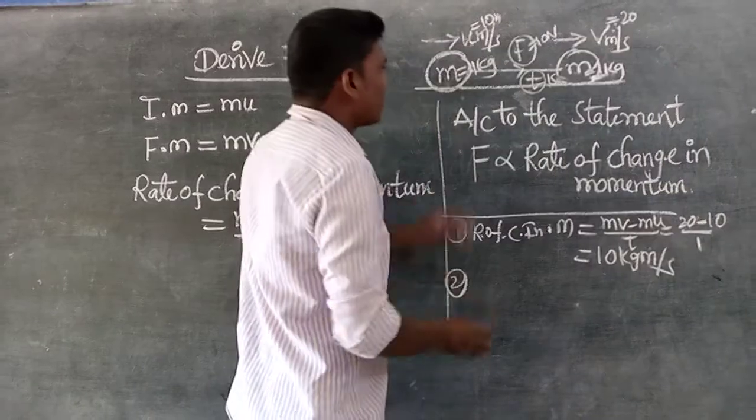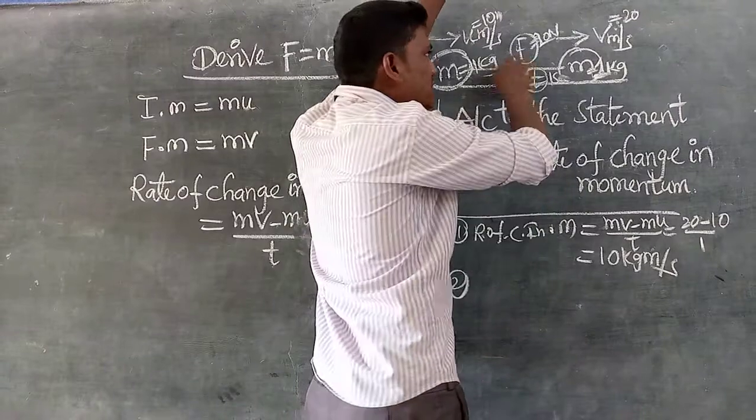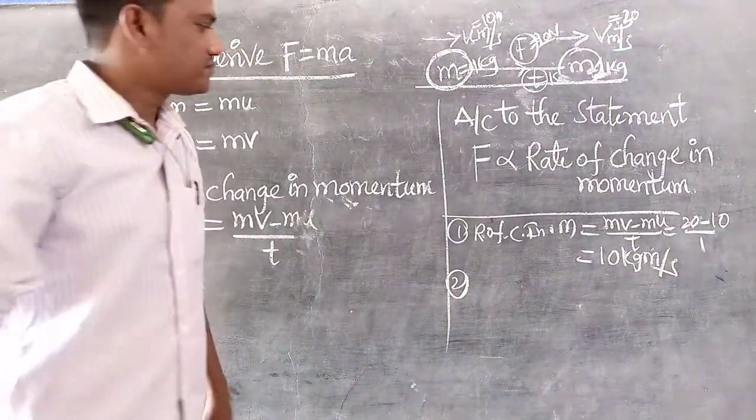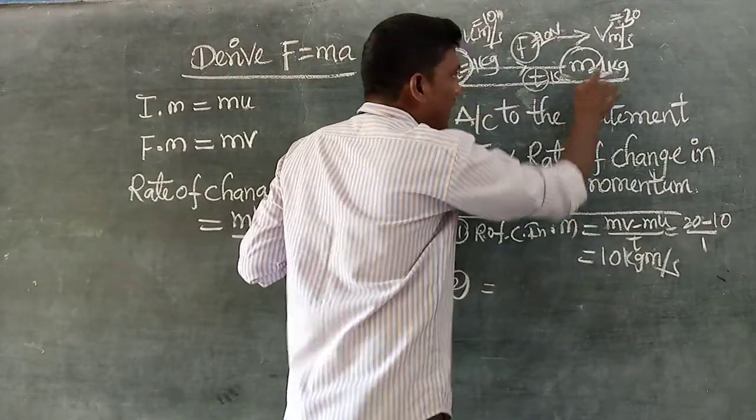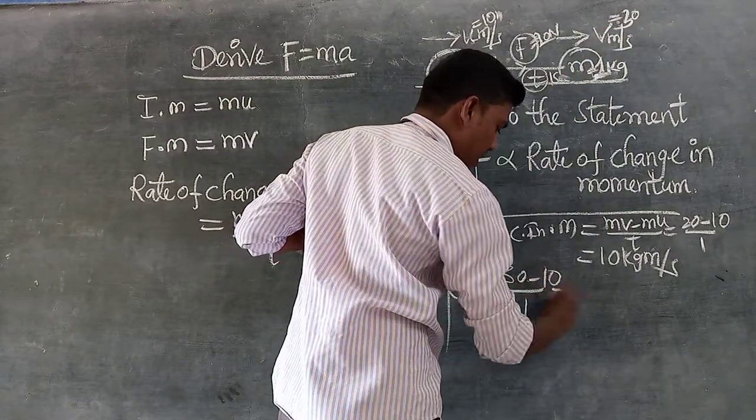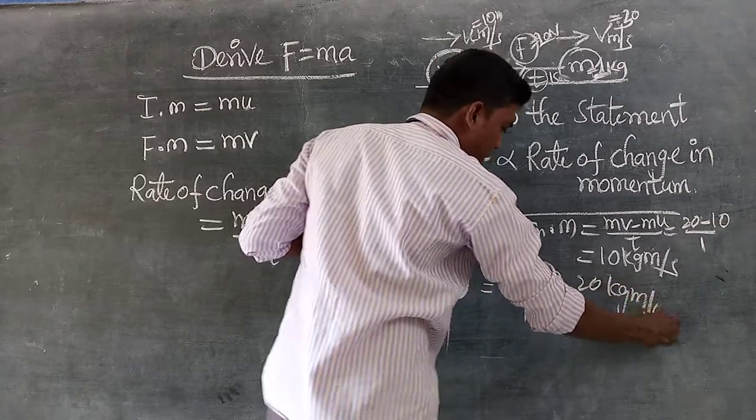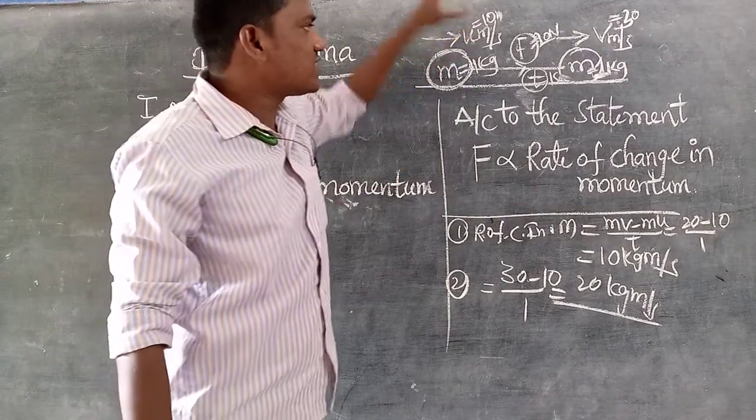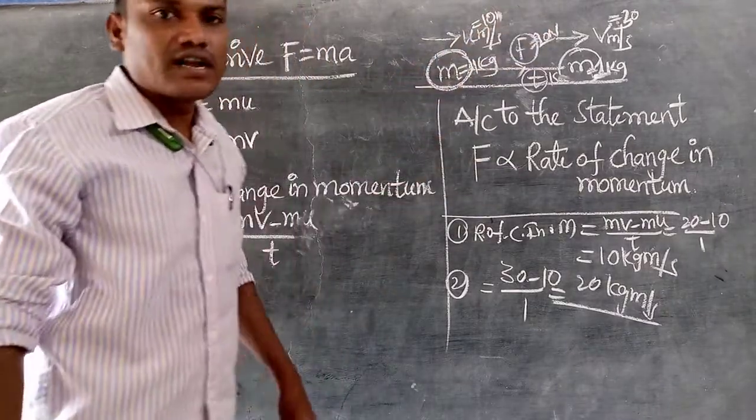Next, the second one. If the force acting on this body is 20 Newton, if force is increased, velocity is also increased, for example, 30. So the same formula we apply in this one. 1 into 30, 30 minus 10, by 1, then 20. So 20 kilogram meter per second. So you are observing that when the applied force on the body increases, the momentum change is also increased.